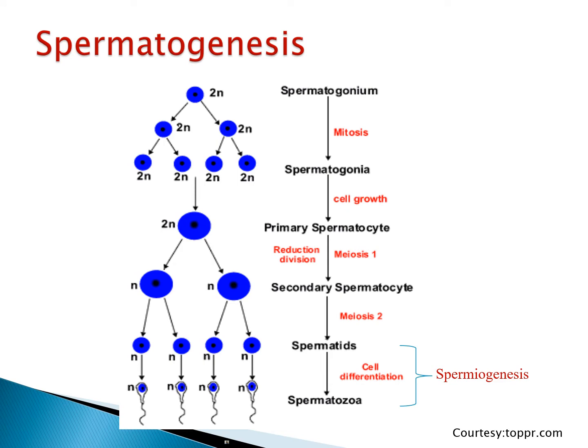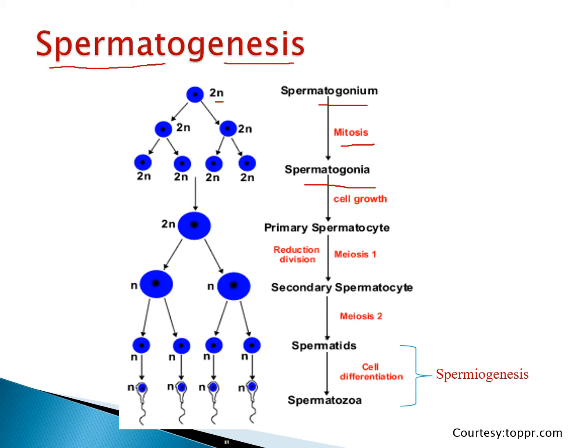This is a diagram of spermatogenesis, that is the formation of spermatids. As the name indicates, spermato is from the spermatid and genesis means the formation. The process of spermatogenesis begins with the spermatogonium. These are cells which have the diploid level of organization. Spermatogonium undergoes mitosis, which we all know is an equational division, and it results in the formation of many cells which are called spermatogonia.